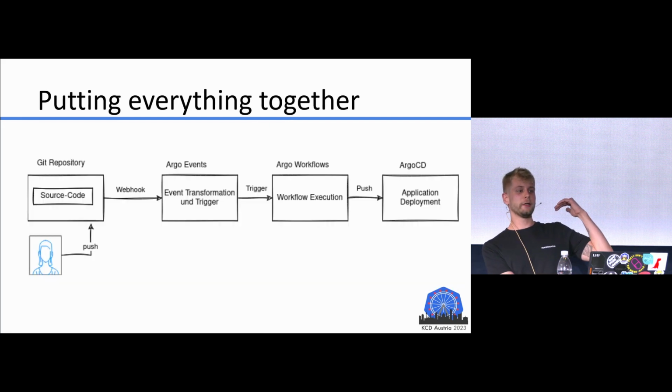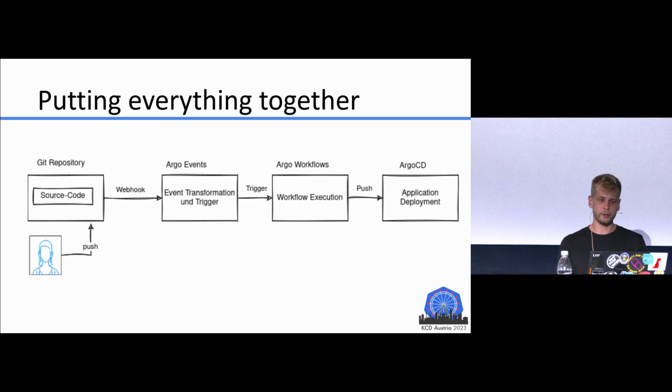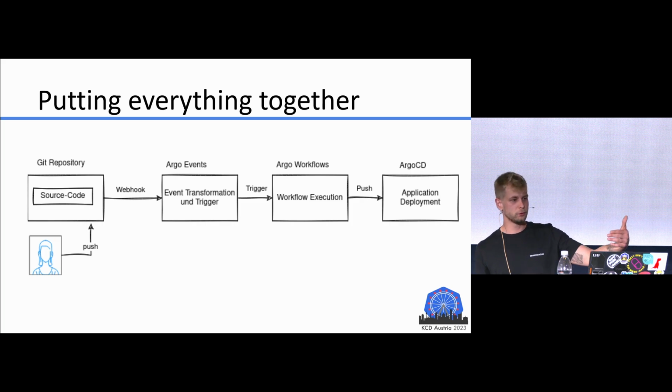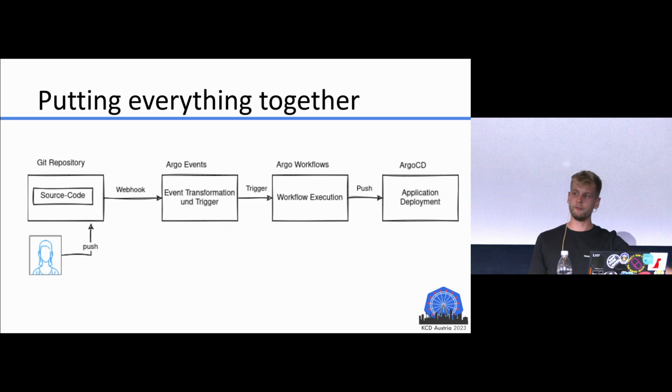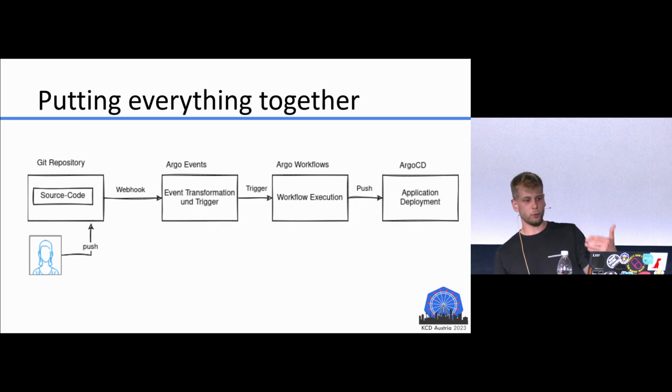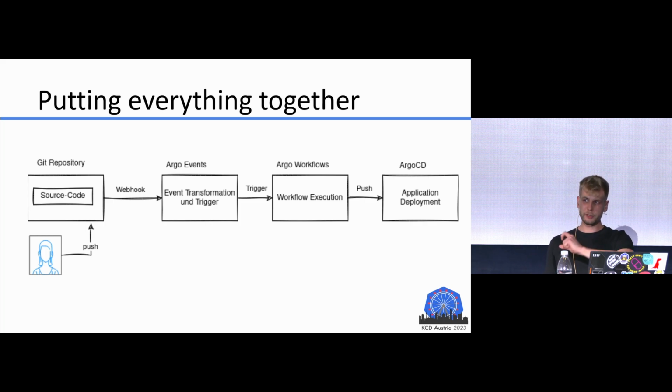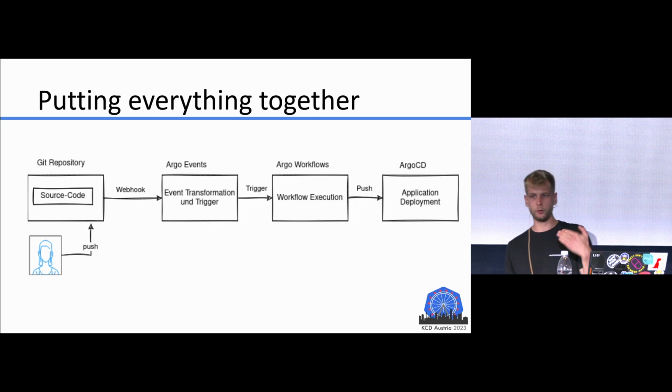And now we can put everything together. We have a developer pushing source code, a webhook goes into Argo events. We're filtering whether this event is something we want to act on or not. And if it is, we trigger a workflow, and one part of our workflow execution is updating the deployment repository with the new image tag. So we are deploying the application we've just built.